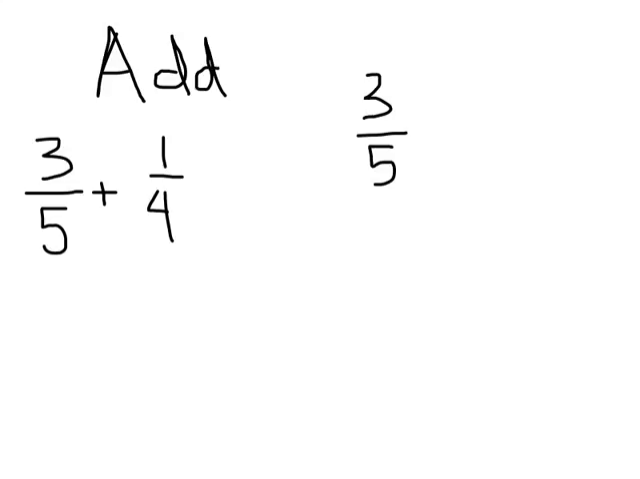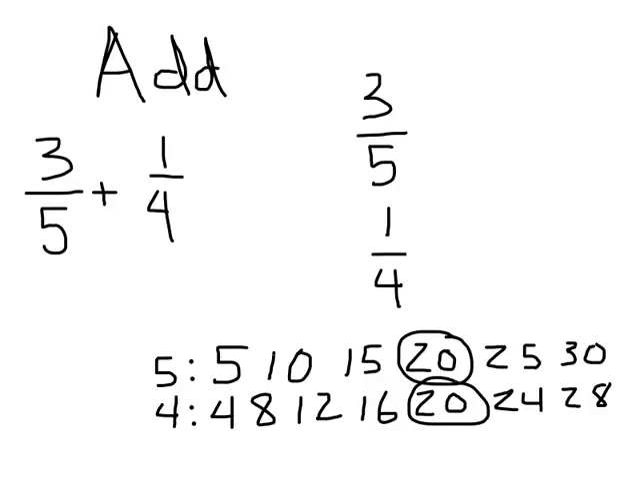Now let's add 3/5 plus 1/4. Remember, it's always easiest if I line my fractions up vertically. That means up and down. The first thing I need to do is find the least common denominator. List your 5's and your 4's to find the least common denominator. The least common denominator is 20.